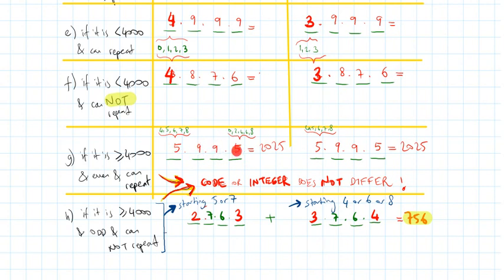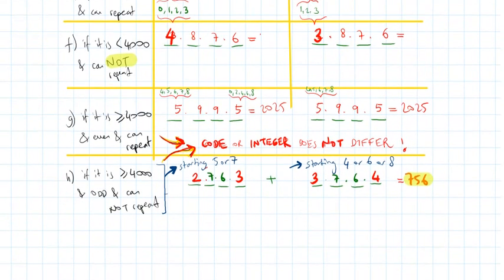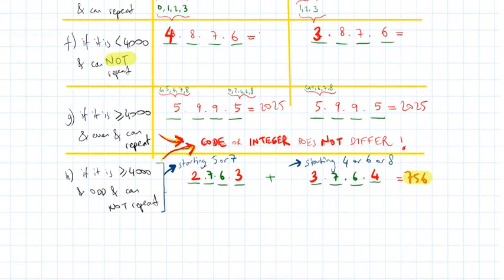So even that one, as you see, whether it's a code or an integer, it doesn't differ in this option. We don't have any difference between whether it's a code or not, because we don't worry about 0 at the first place. That was the case making difference. Okay, and the last one. Last one is cannot repeat.